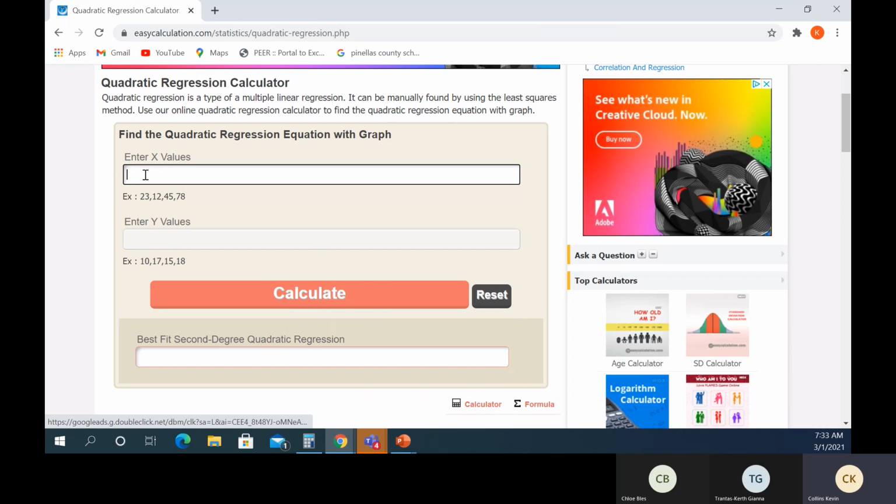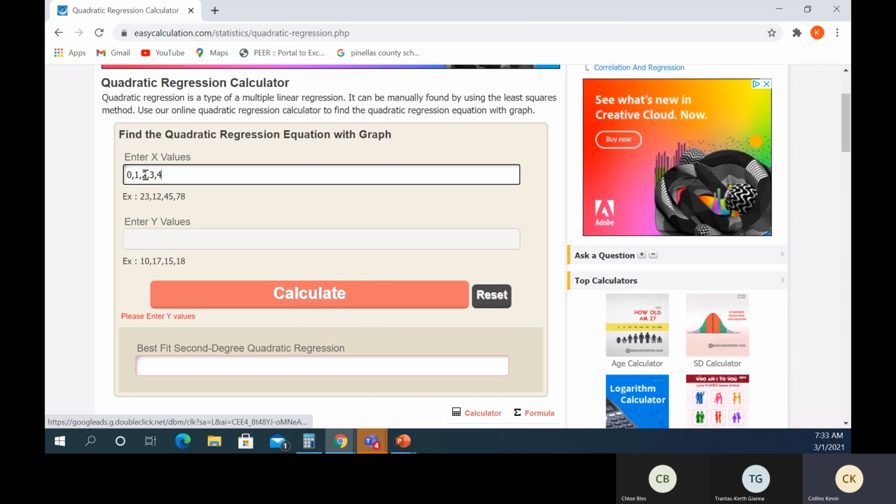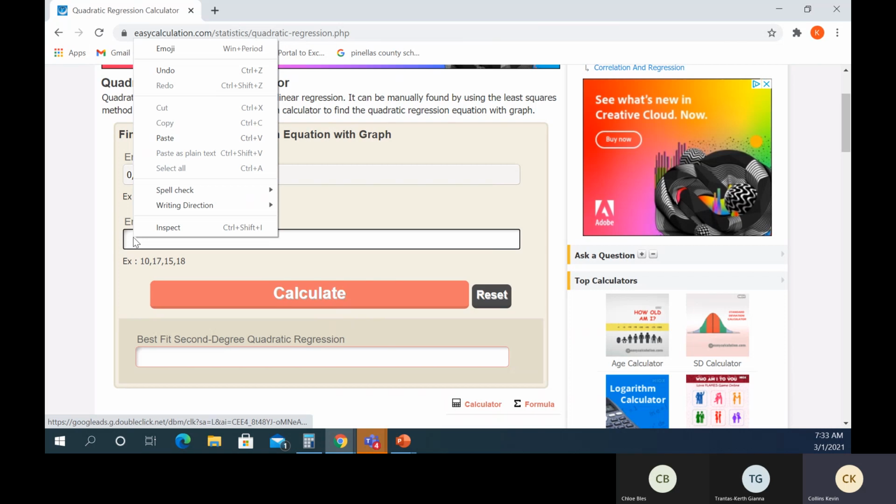Of course, my phone shut off. It's just 0, 1, 2, 3, 4. Okay. 0, comma 1, comma 2, comma 3, comma. Enter the y values. These are going to take a little longer. So this is 15.5.